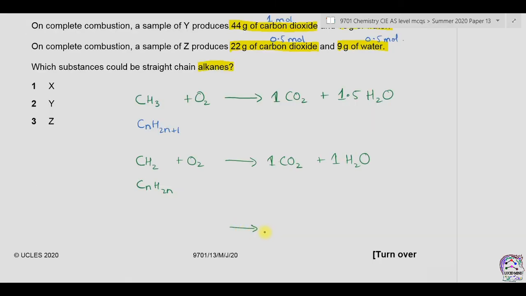For third reaction, we have 0.5 moles of carbon dioxide and 0.5 moles of H2O. Again, the ratio between both carbon dioxide and water is same. Both have 0.5 moles. So we can write CH2 and the moles will be 0.5. Now the general formula for this compound is also CnH2n, so this is also an alkene. So X is an alkane, Y is an alkene and Z is also alkene. So the only correct option is 1 and therefore answer is D.